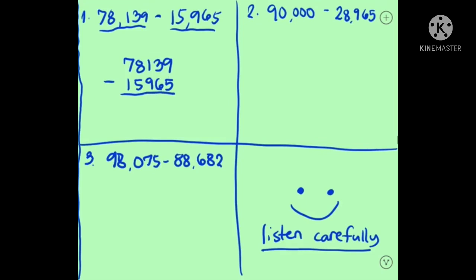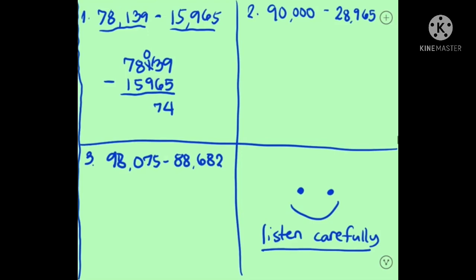Now let's solve this one. 9 minus 5. Can or cannot? Can. So what is 9 minus 5? 4. Correct? 3 minus 6. Can or cannot? Cannot. So what will we do? We need to borrow from the next number, which is 1. So 1 will become 0, and then 3 will become 13. Am I correct? Yes, okay, so 13 minus 6. 13 minus 6, we have 7, correct?